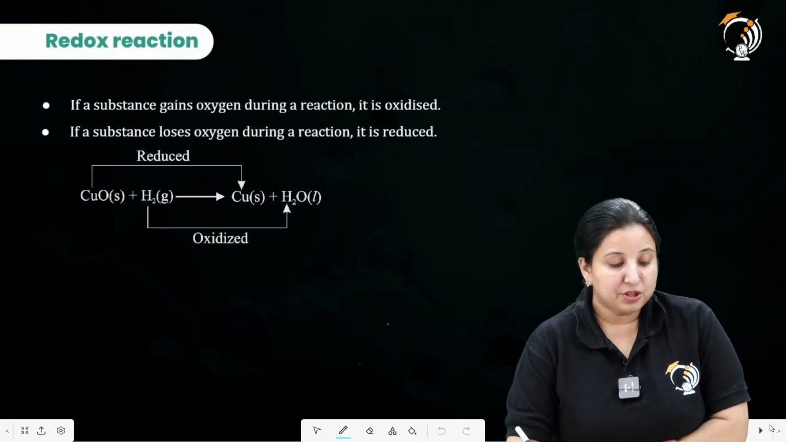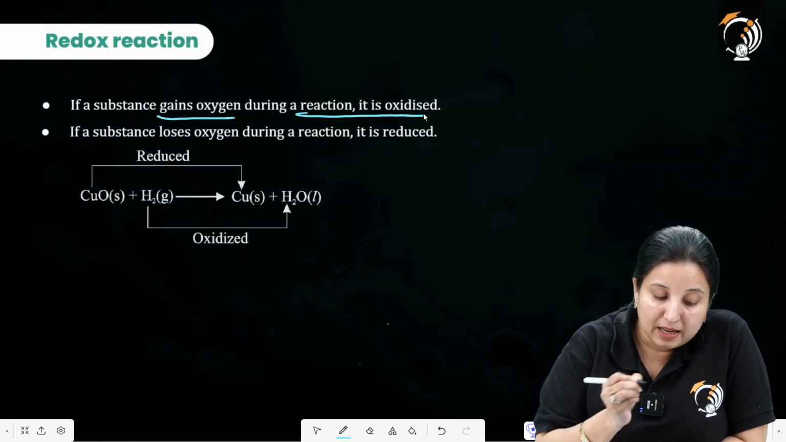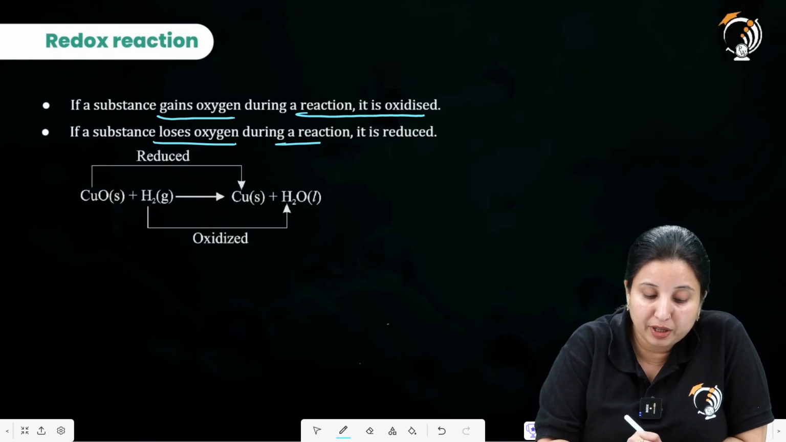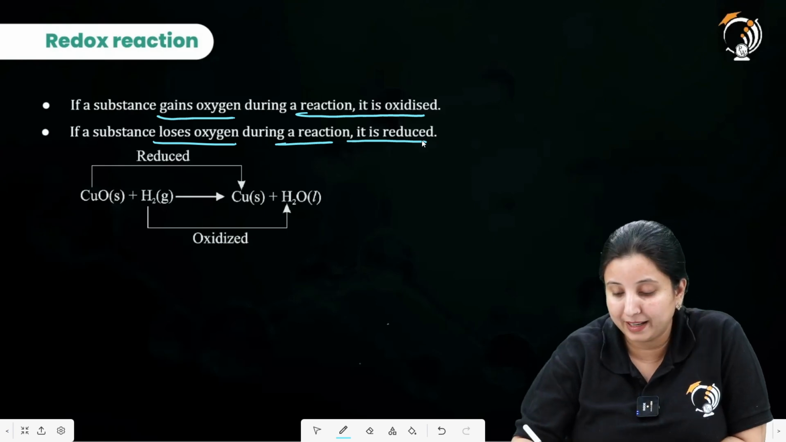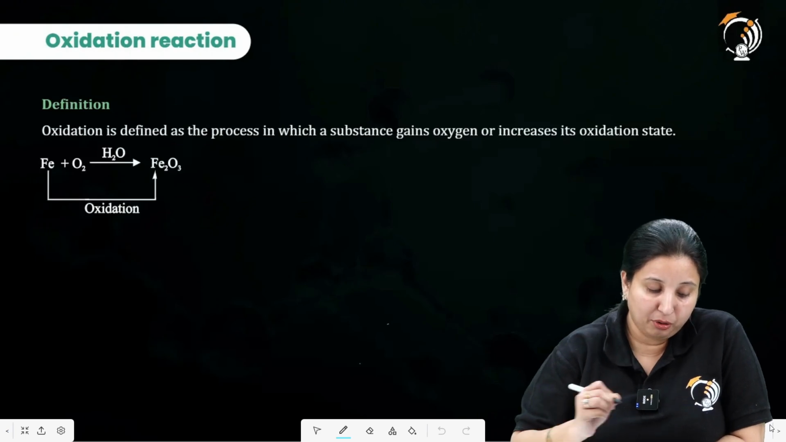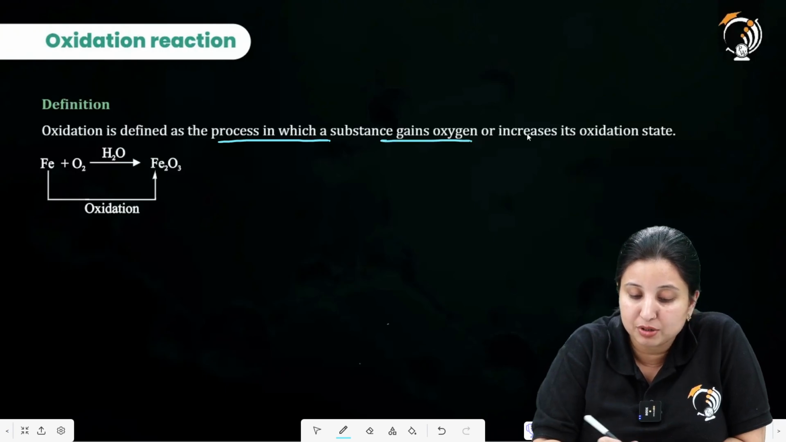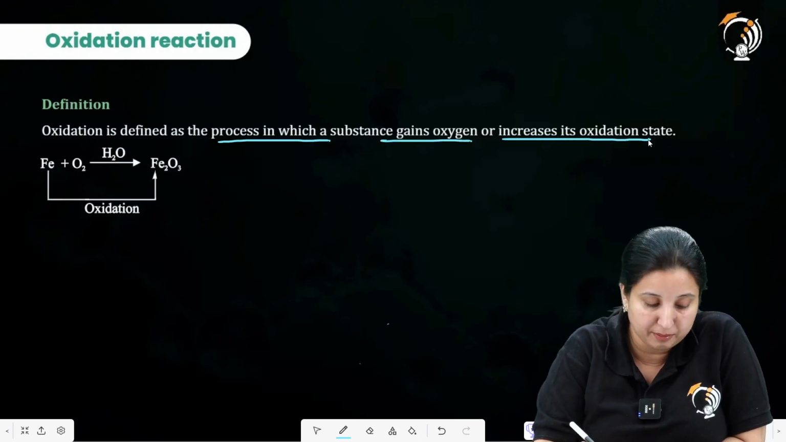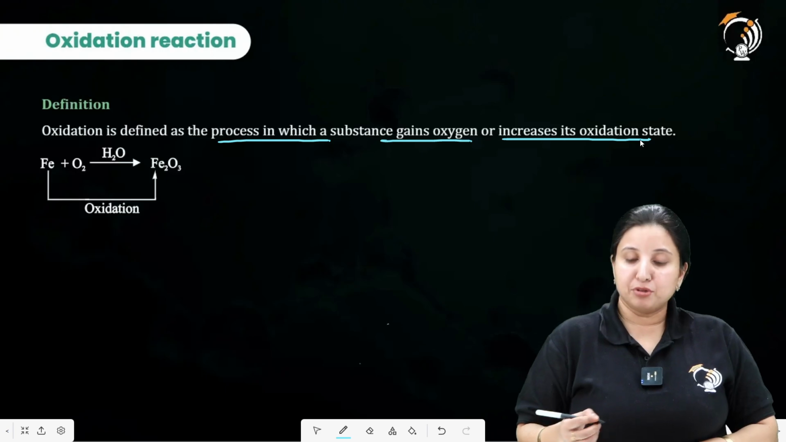So redox reaction: if a substance gains oxygen during a reaction, it is oxidized, and if a substance loses oxygen during a reaction, it is reduced. So we have seen this particular example already. Like over here, oxidation is defined as the process in which a substance gains oxygen or increases its oxidation number. Like in the case of Fe plus O2, it is giving us Fe2O3.